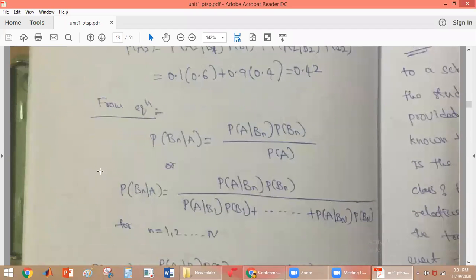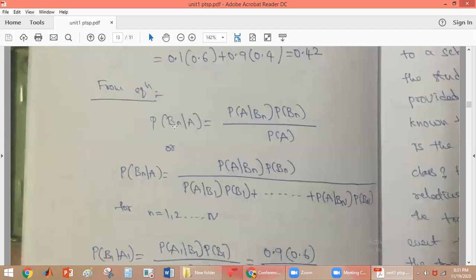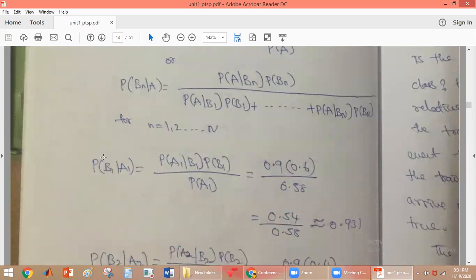Okay, now we have to find the correct transmission and the error transmission. What is correct transmission? What is the probability of receiving... What is B1? B1 is transmitting 1, no? And what is A1? It is receiving. So what is the probability of receiving 1 such that 1 is transmitted? This is called correct transmission. So that is probability of B1 given A1. So use Bayes theorem now. What is Bayes theorem? Probability of A1 given B1 times probability of B1 divided by probability of A1.